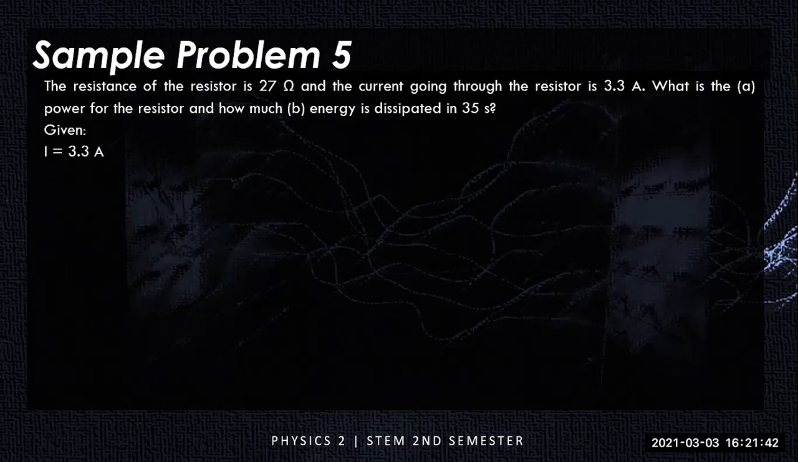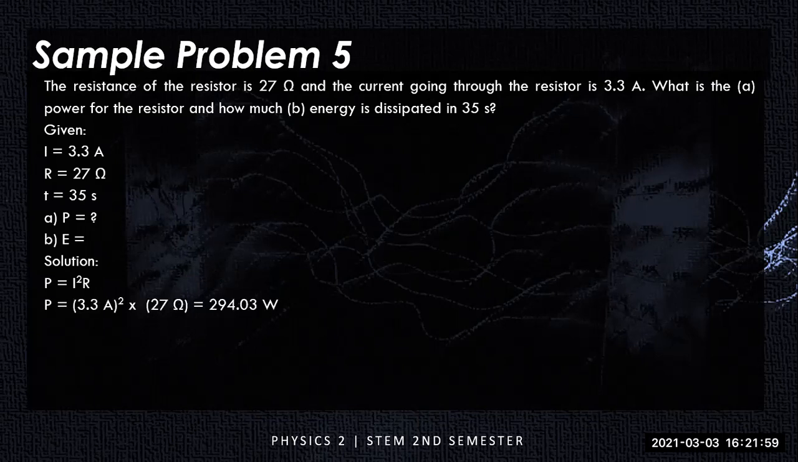So to answer that, let's have first the given, which is 3.3 amperes, the 27 ohms for the resistance, and for the time is 35 seconds. So how can we compute for power and energy? So the solution, power is equal to I squared times R, which is 3.3 squared times 27 ohms. You'll get 294.03 watts. And from that wattage, we can now compute for the energy, which is power times time. 294.03 watts times 35. You get now 10,291.05 joules. All right.